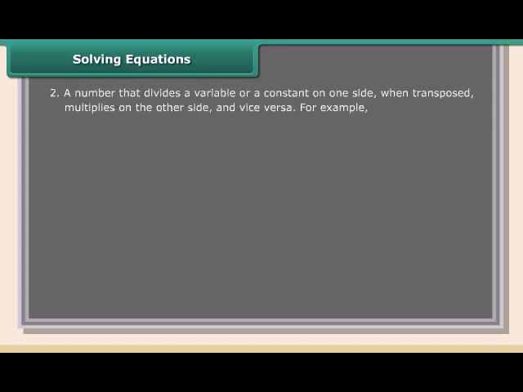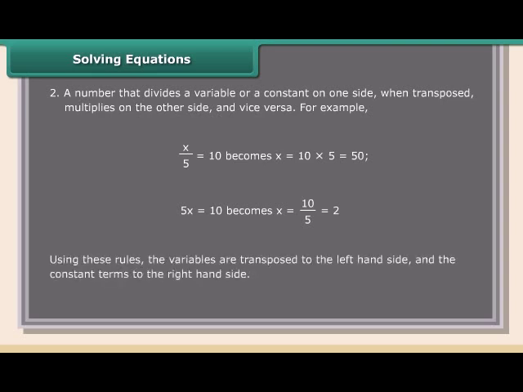2. A number that divides a variable or a constant on one side when transposed multiplies on the other side and vice versa. For example, x upon 5 is equal to 10 becomes x is equal to 10 into 5, which is 50. 5x is equal to 10 becomes x is equal to 10 upon 5, which equals 2. Using these rules, the variables are transposed to the left-hand side and the constant terms to the right-hand side.